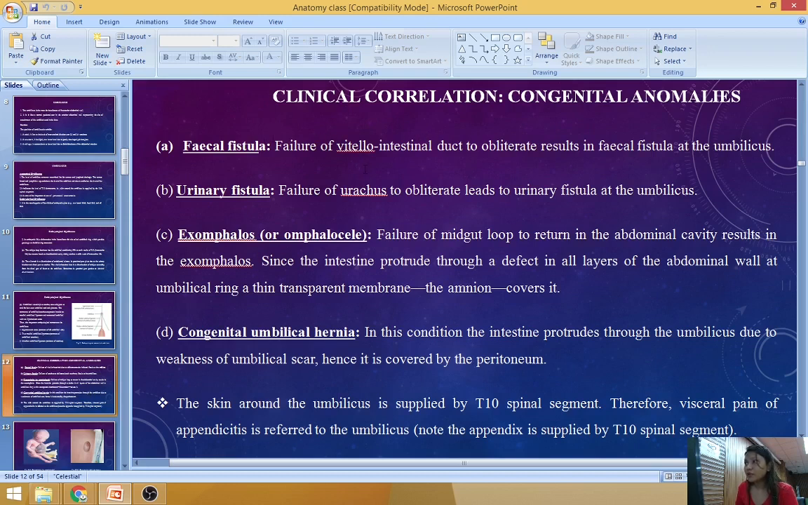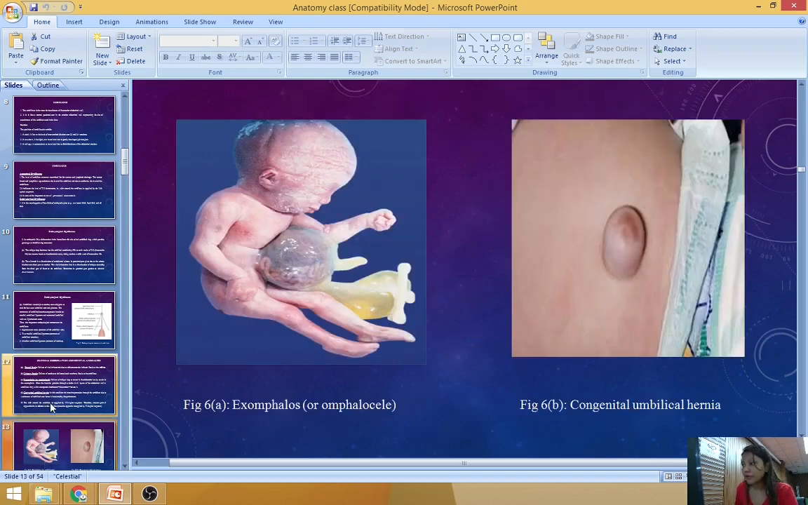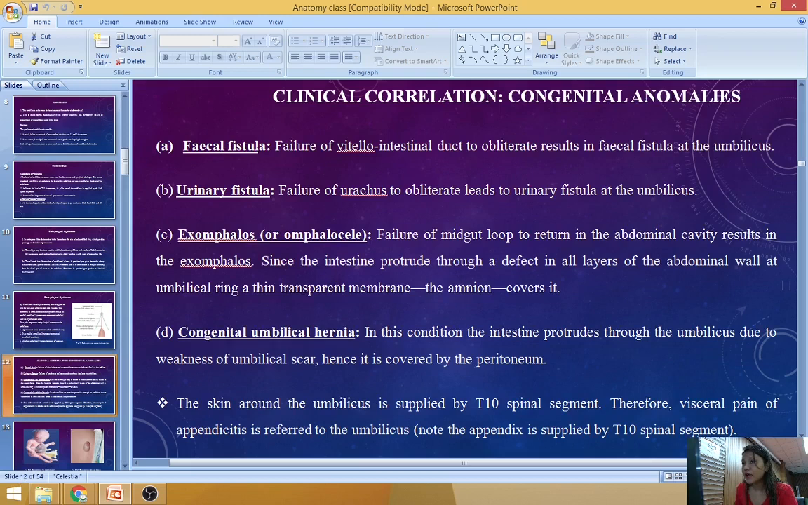So, clinical correlation: we have congenital anomalies in the umbilicus. Number 1 is fecal fistula. Failure of the vitellointestinal duct to obliterate results in fecal fistula. What will happen in fecal fistula? I don't have the diagram here. In fecal fistula, from the umbilicus, feces will come out. Stool will come out. If there is a fistula connecting the vitellointestinal duct to the umbilicus, then the feces or the stool will come out through the umbilicus.